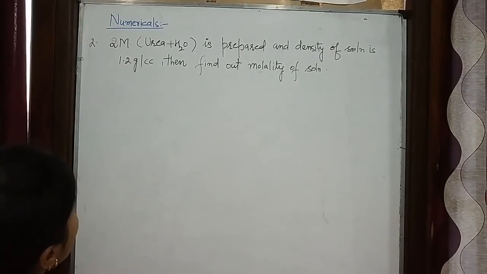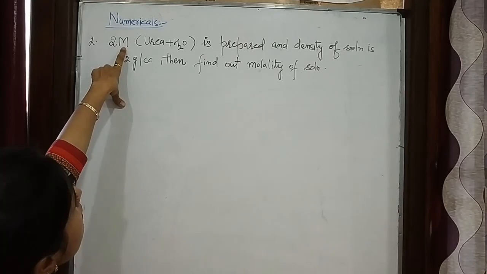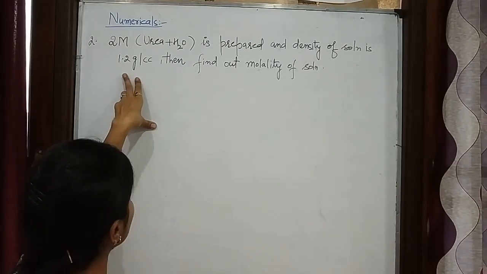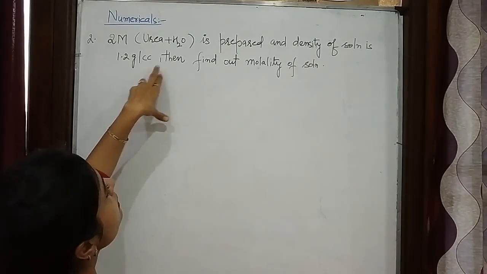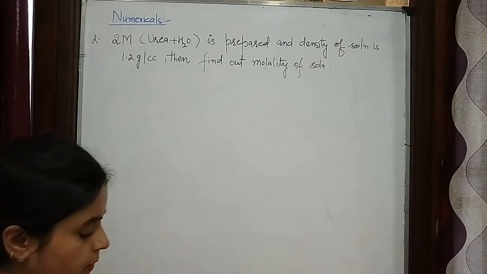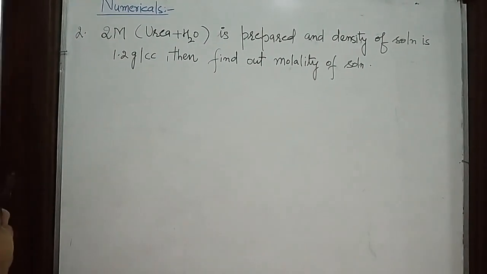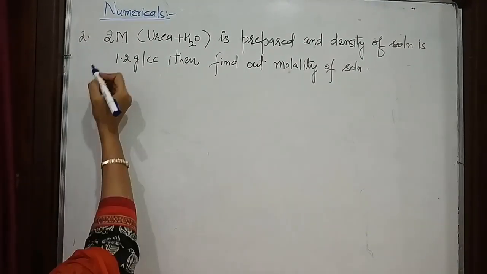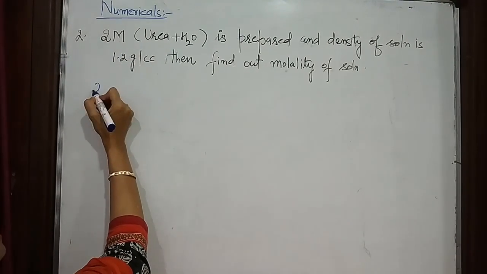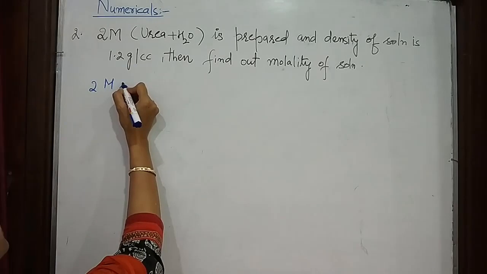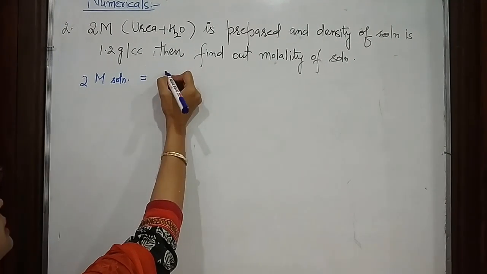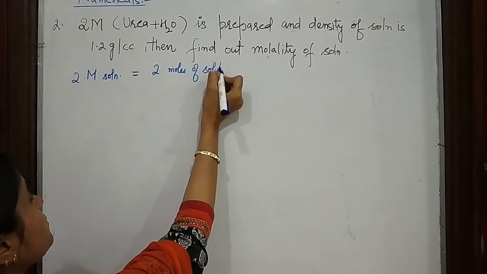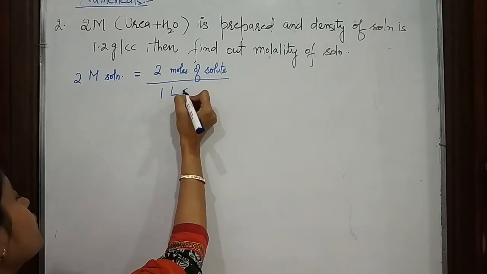Students, our next numerical is: a 2 molar solution of urea in water is prepared and its density is 1.2 grams per cc. Then we have to find out the molality of the solution. So first of all, you have to write down all the things which are given in the question. So you have been given a 2 molar solution. 2 molar solution means 2 moles of solute present in 1 liter of solution.